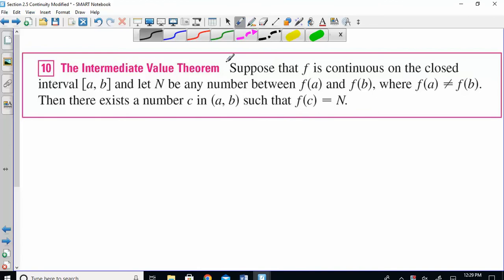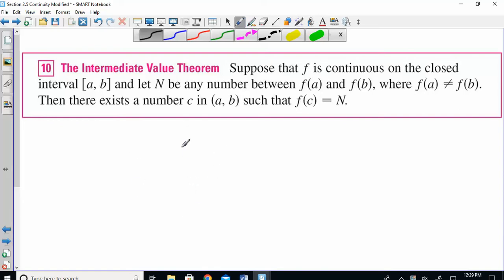Okay, the piece we left off with yesterday was the intermediate value theorem. This is something that I think you saw in Algebra 2. We did it in college algebra. And we, at the time, were looking for zeros of a function or x-intercepts.